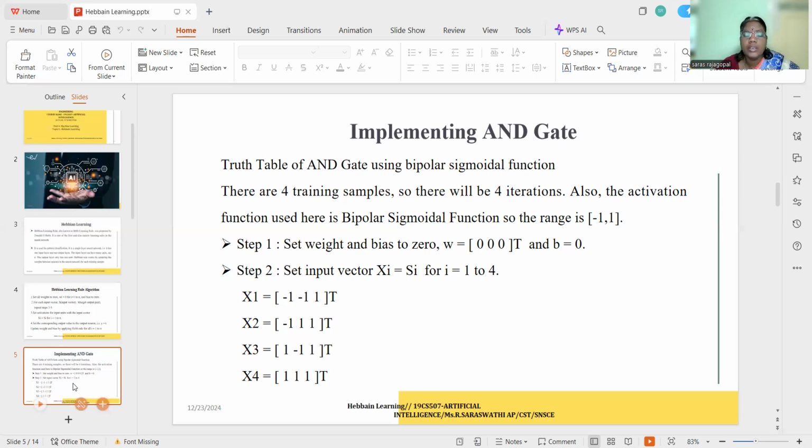Set the input vector to the activation function for all the inputs i equal to 1 to 4. That is xi is equal to si. X1, X2, X3, X4 are the 4 training samples. The 4 training samples have the 4 iterations, X1 to X4. First, the weight value is 0 and the bias value is 0. X1 is equal to -1, 1, 1 and then targeted output T. X2 is equal to -1, 1, 1 targeted output. X3 is equal to 1, -1, 1 targeted output. X4 is equal to 1, 1, 1 targeted value.